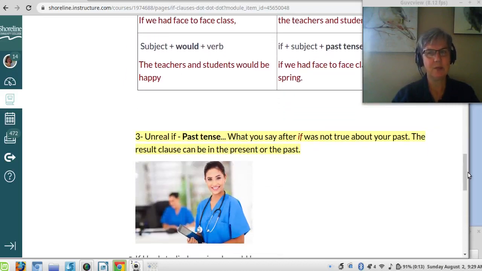Okay. Then finally, what happens when I have a past tense conditional? In that case, you always say if I had, if you had, if she had, if they had, if he had, if it had, plus the past participle. So what you do after if changes.